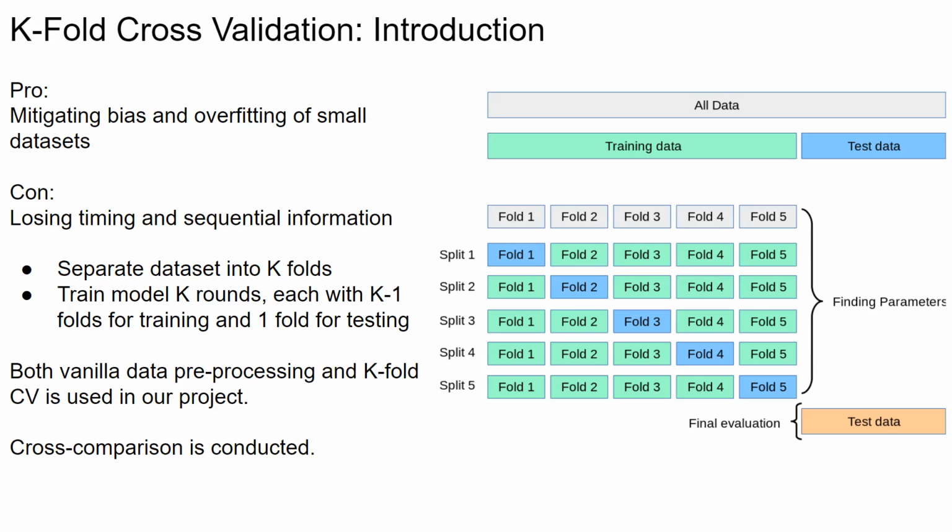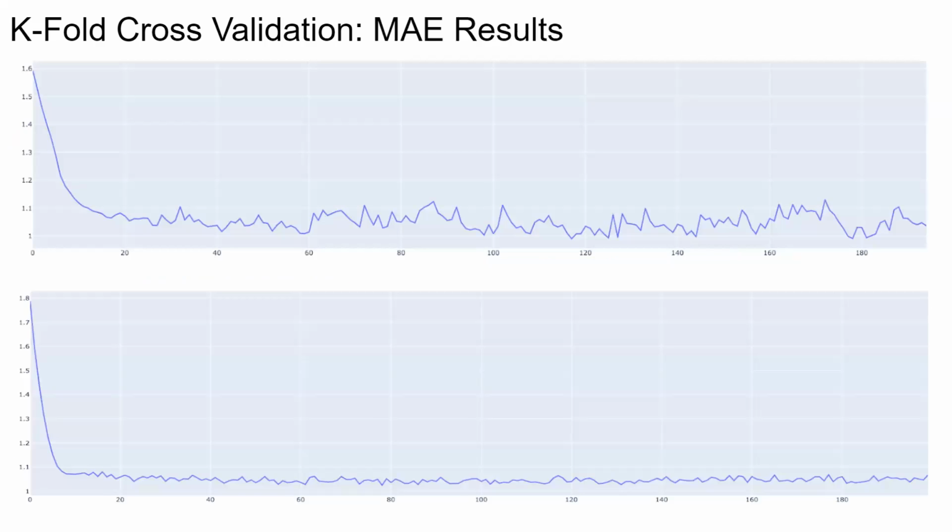In order to know how k-fold CV would affect our models, we also conducted a cross comparison between the vanilla dataset normalization method and k-fold validation. The results are shown in the next slide. Here, the same baseline model is used for both validation and normalization methods. The upper one is the vanilla method, and the lower one is the k-fold cross-validation.